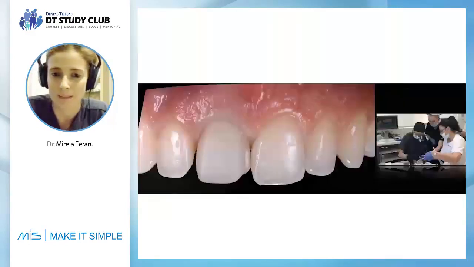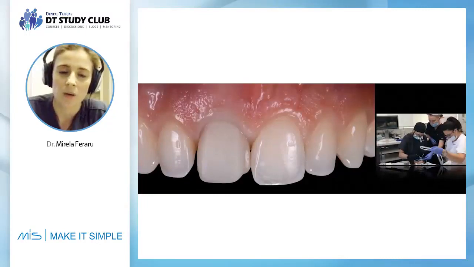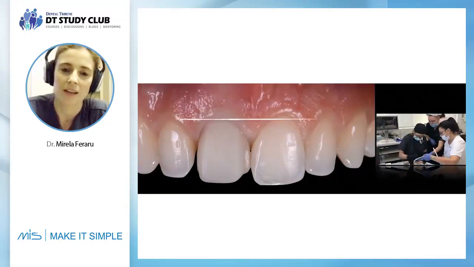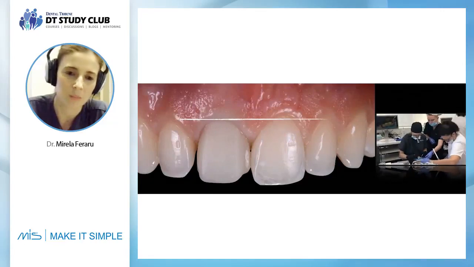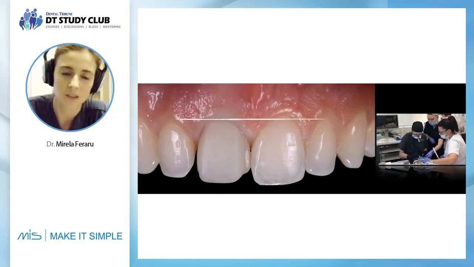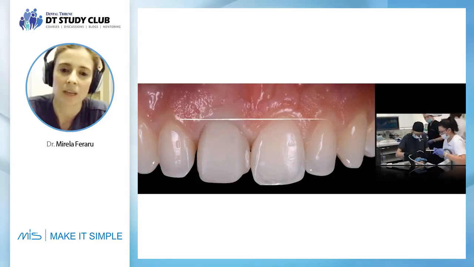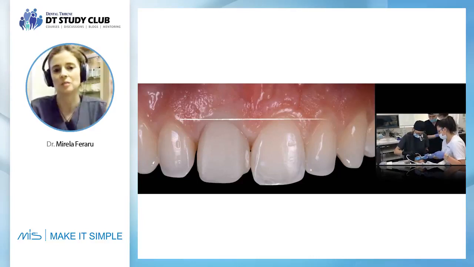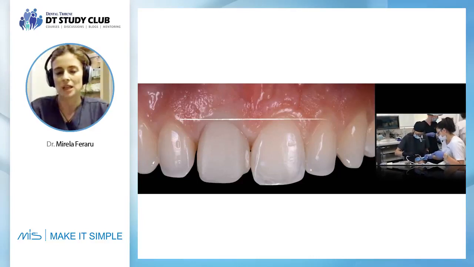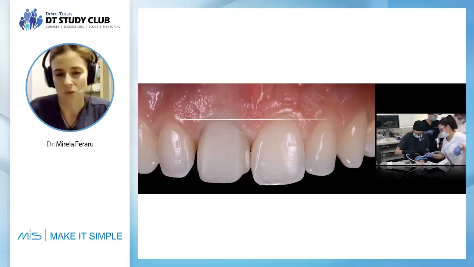So when we were close to the finalization of this case, this is what we see. We have the implant abutment on the area of tooth number 11, and then we had the adjacent teeth that had to be restored. So we see that there is a difference in the position of the soft tissue margins, but this is what we would always like to have around implants.